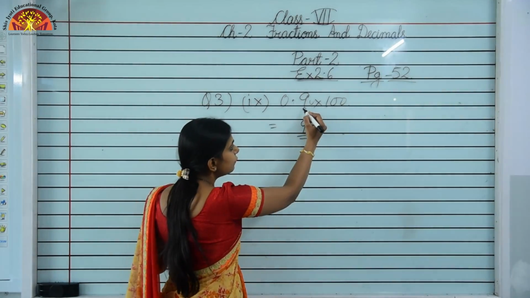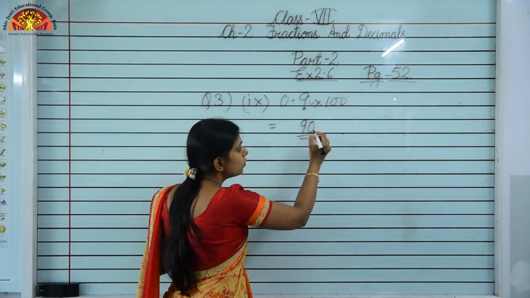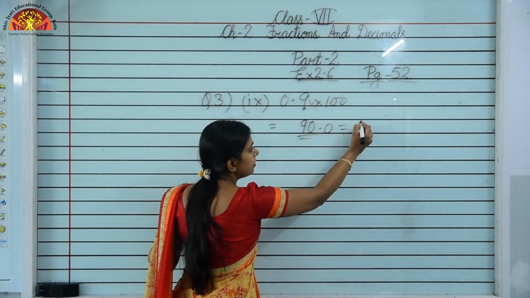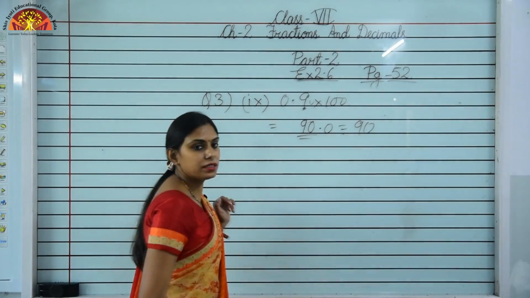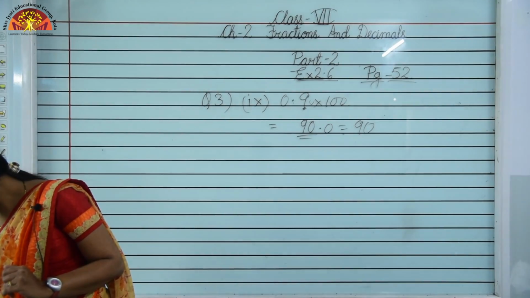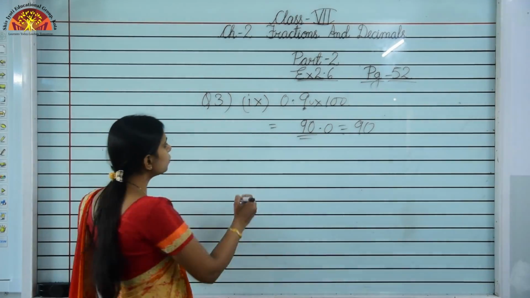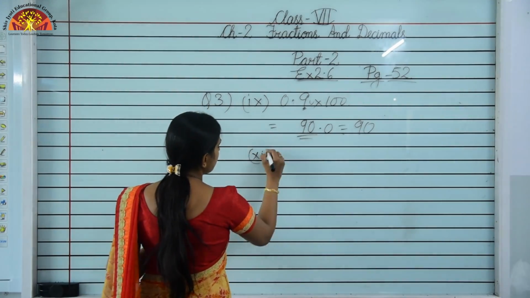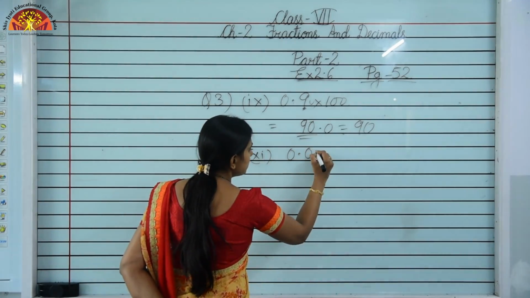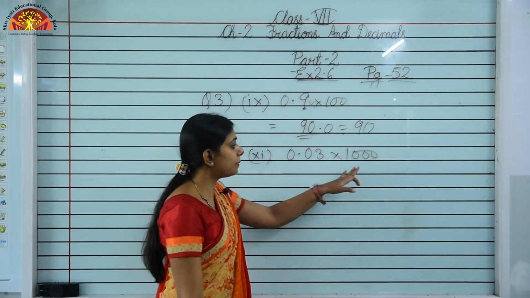This is the first place, and on the second place we have nothing, so we consider 0. That is 90.0, which is 90. Got it? Now just see the next question. Suppose we are multiplying by 1000, the 12th part of it, that is 0.03 into 1000. Okay, now we are multiplying by 1000.